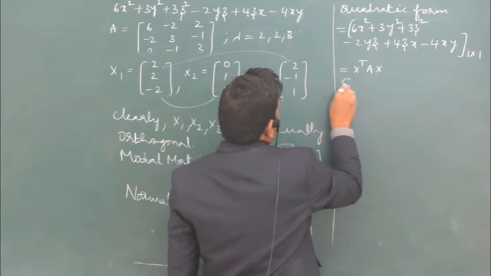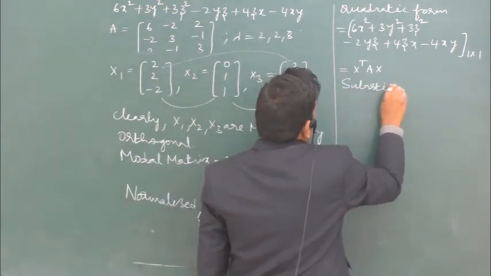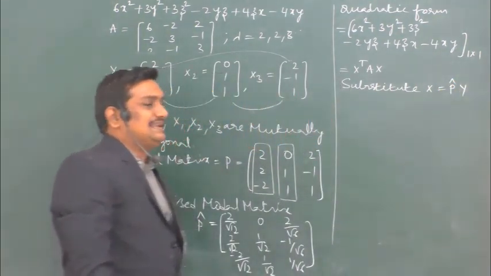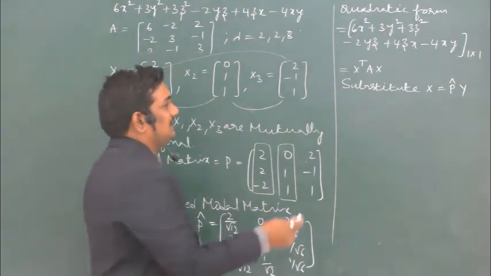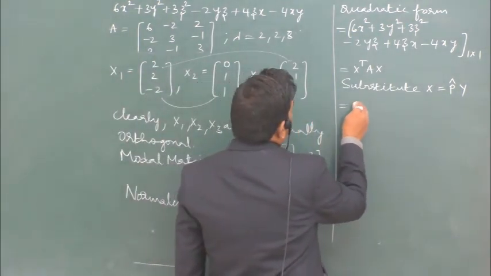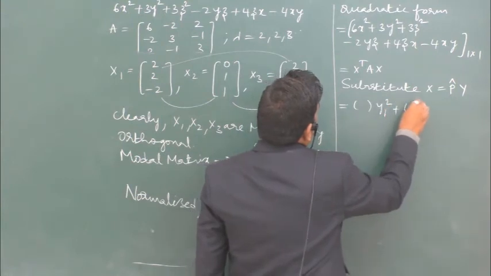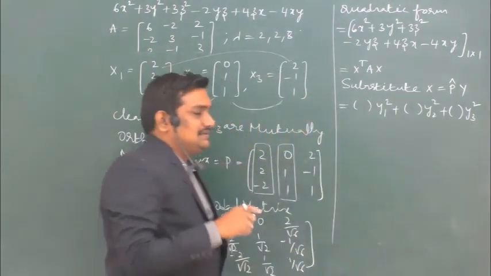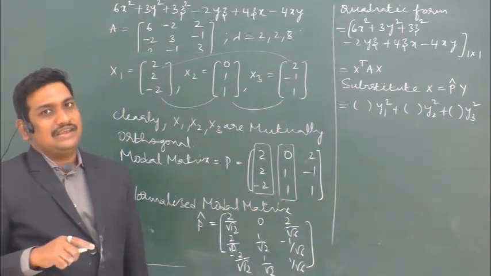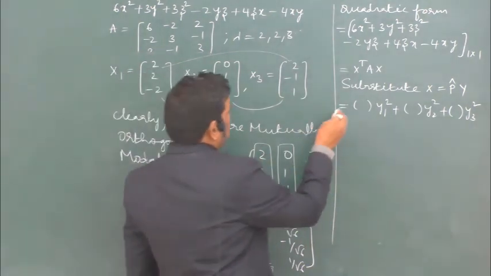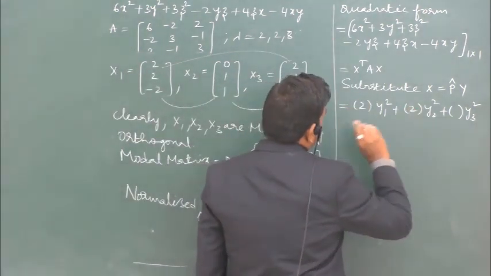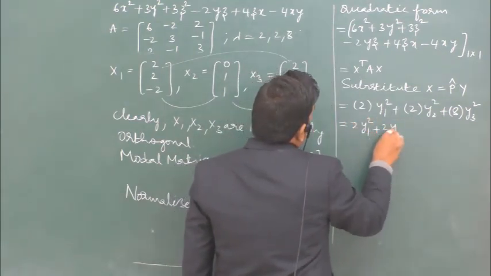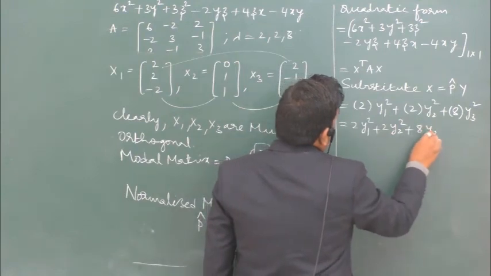Now take the substitution x equals P cap y, where P cap is the normalized model matrix and y is the column matrix y1, y2, y3. On simplification, you will get something into y1 square plus something into y2 square plus something into y3 square. The brackets can be filled with the corresponding eigenvalues. So the first eigenvalue is 2, the next eigenvalue is 2, and the last eigenvalue is 8. So the required canonical form is 2y1 square plus 2y2 square plus 8y3 square.